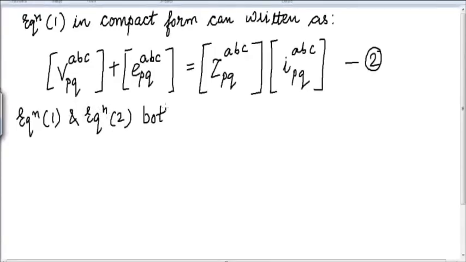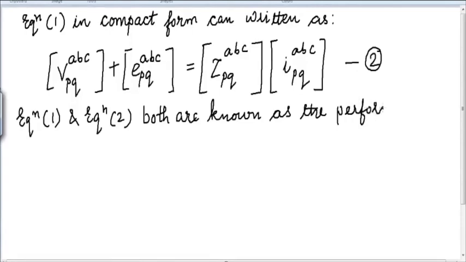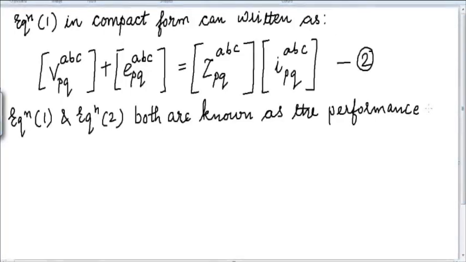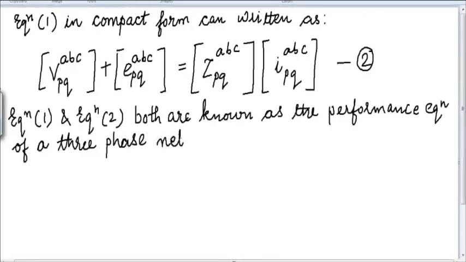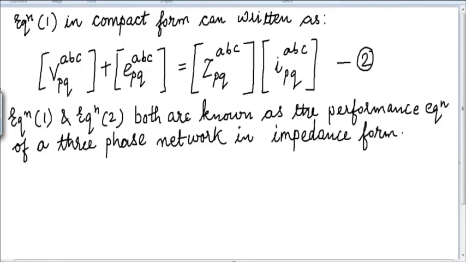Both are known as equation 1 and equation 2. Both are known as the performance equation of a 3-phase network in impedance form. Okay. So this is the important part, that the equation 1 and 2 whatever we have written is known as the performance equation of a 3-phase network in impedance form.